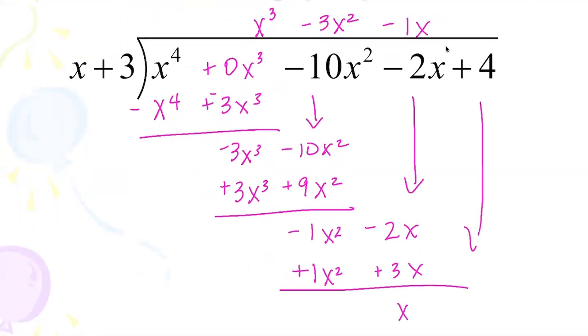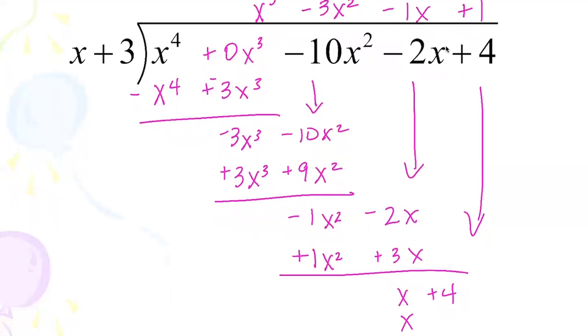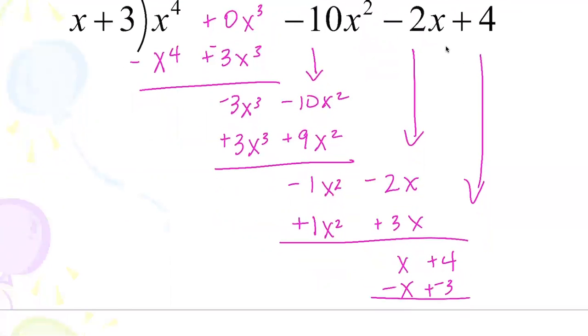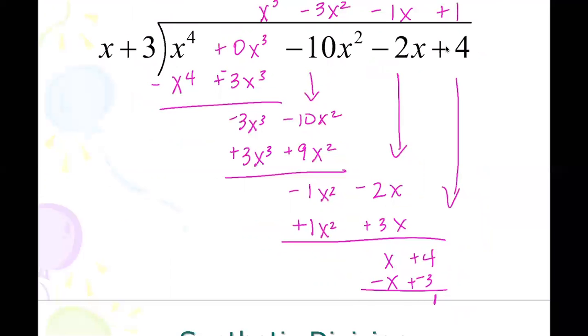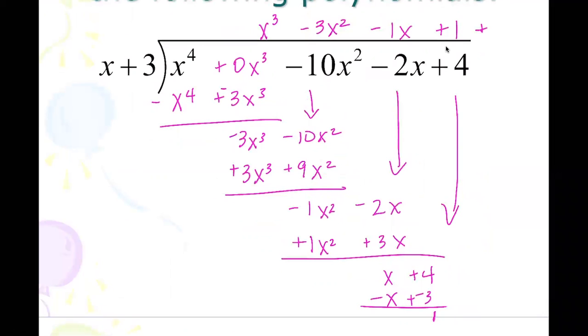Bring down my 4. What do you multiply x by to get x? You have a 1. So we'd have 1 times that, which is going to give me an x plus 3. Switch my signs, and now we have a remainder of 1. Now, when I write this, I could write plus 1 over what we are dividing by, which is x plus 3. And that would be my solution.